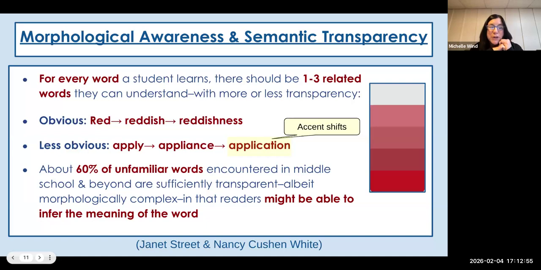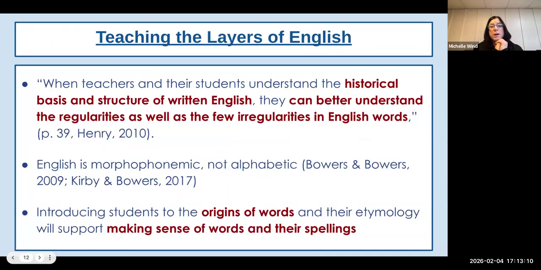60% of unfamiliar words encountered in the school and beyond are transparent, and students should be able to get the meaning of them. So if we start teaching them to unlock these parts in words, it's going to really expand their vocabulary and deepen their comprehension. And also, we added this slide. We just wanted you to know that having some familiarity with word origins and bases is going to really help with spelling, and especially the irregular parts in words. So it's looking to enhance vocabulary, understanding, and spelling as well.